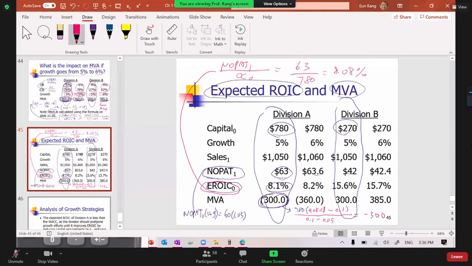And then this one. Professor? Yeah. For these MVA calculations, I see that you multiplied 780 by 0.080. Where did that 0.080 come from? Oh, that is this one, 8.08%. Oh, okay. Yeah, sorry, because I should have put this 8.08 here.